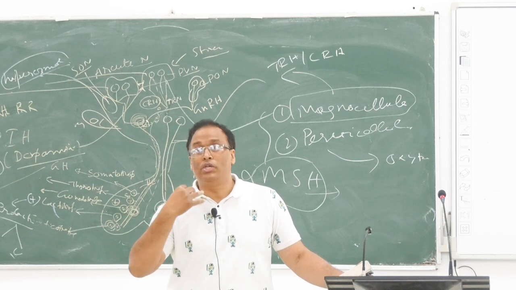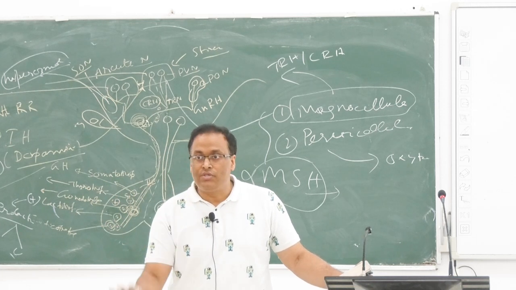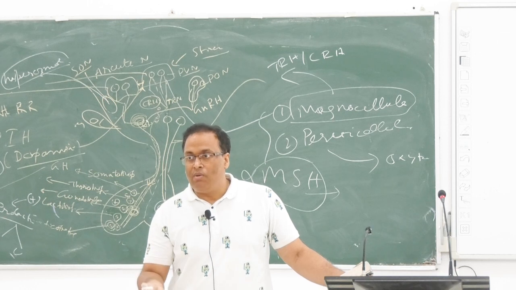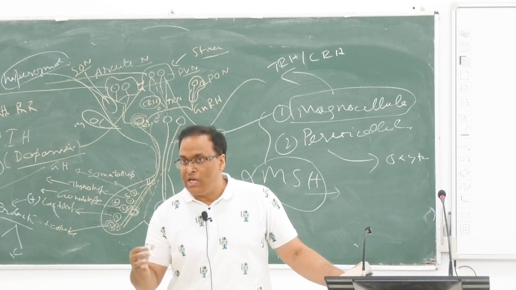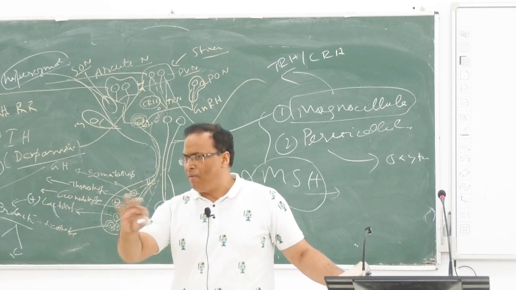Just go through your book: Cushing syndrome, Cushing disease, Addison's disease, pituitary adenoma, pituitary hyperplasia, pituitary apoplexy. These things are probably in your book.